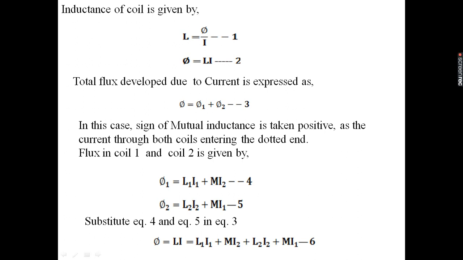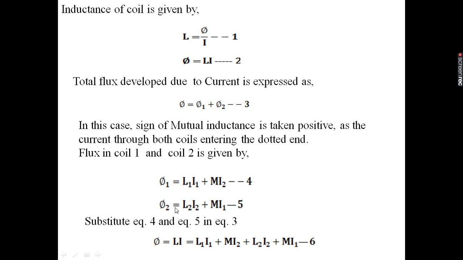The nearby coil is coil 2, and in coil 2 flux is produced only because of current I2. So the mutual flux linking with coil 1 is taken as M I2. So flux phi1 will be the sum of self flux and mutual flux due to the current flowing in coil 2. So it is taken as L1 I1 plus M I2.